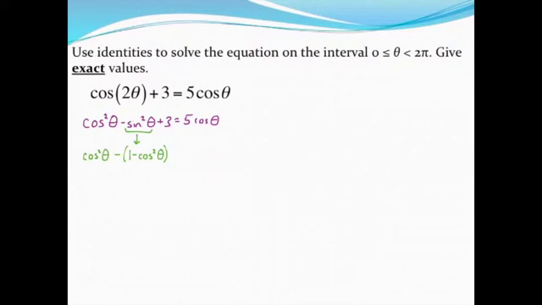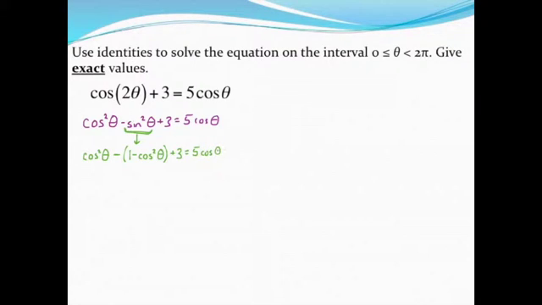And so notice when I did replace sine squared with 1 minus cosine squared, I put it in parentheses. That's very significant because this negative sign out front is going to have to be distributed in just a moment. So make sure you use parentheses around that part. And then I'll go ahead and finish rewriting this out. So plus 3 and then equals 5 cosine theta.